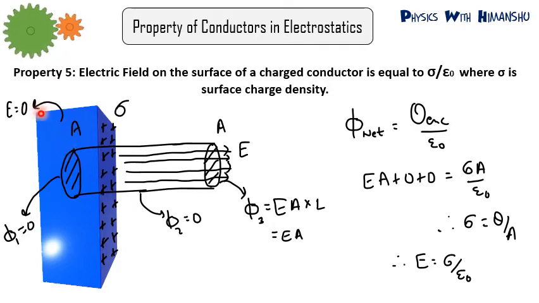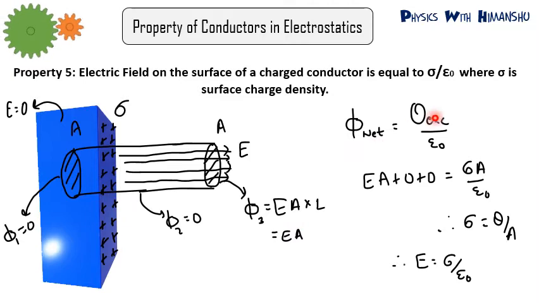Inside a metal, the electric field is 0. So since here the electric field is 0, the flux here will be 0. From the lateral surface area there will be no flux because the electric field is perpendicular to the surface, and flux will only be through this circular area A. So from this area the flux will be EA cos theta, theta is 0, so cos 0 will be 1, so flux will be EA.